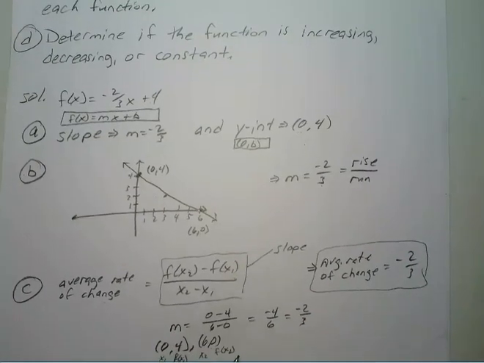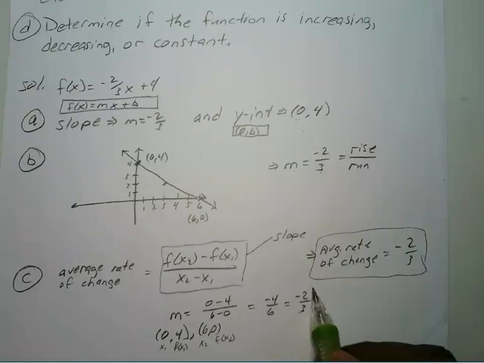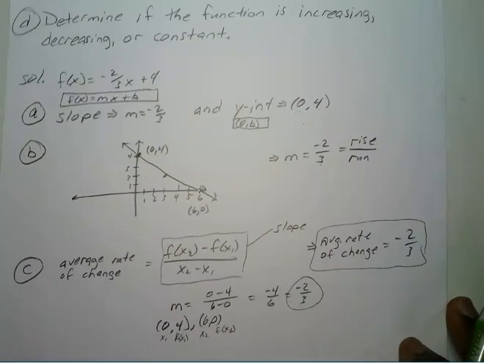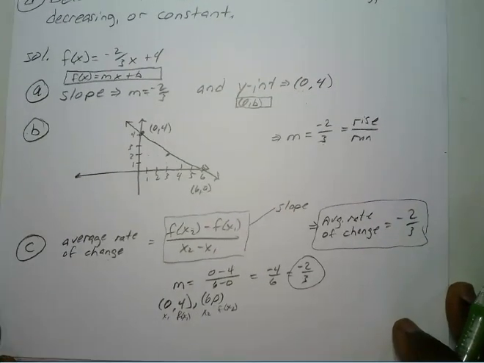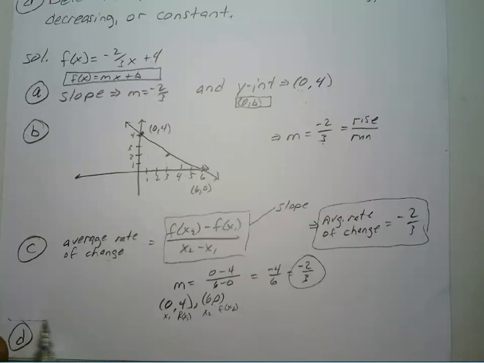Okay, so if you didn't know your slope, you could always figure out your average rate of change and you get the same thing. But if you already know your slope, you know the average rate of change of a linear function. All right. Okay, so let's go ahead and finish this up. We should have enough room for D, even though we're reaching the end of the page. I'll draw a little line to separate it.